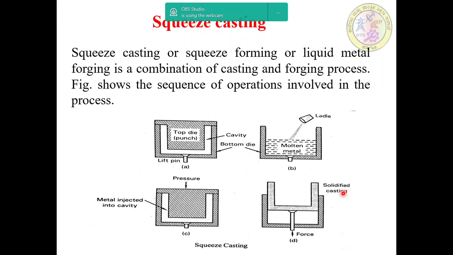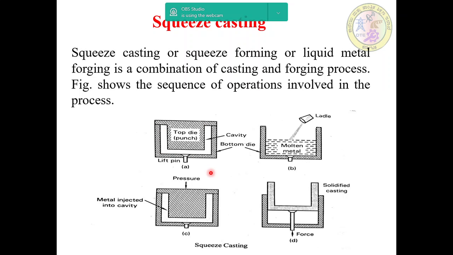In simple terms, it can be described as a combination of hot forging and casting process, resulting in castings which have the advantages of both the processes. Here the figure shows the sequence of operations involved in the process. The process makes use of two dies. Here is the top die, and this is the bottom die, and this is the cavity, which is the desired shape of the casting required.